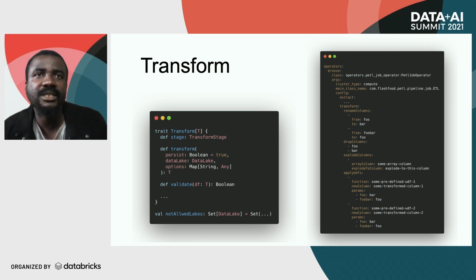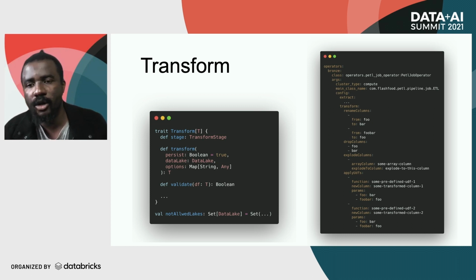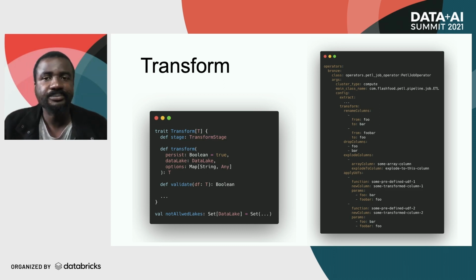At the transformation stage, we are also able to do the same thing. We can apply any form of transformation to the data that is ingested. We have some example definitions on the right, like we're able to rename columns, drop columns, explode columns, or even apply some custom UDF functions to our data frame.